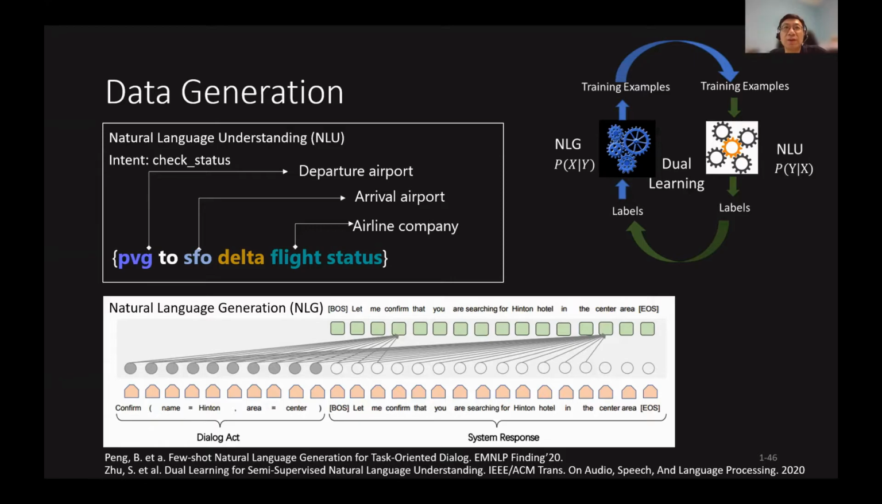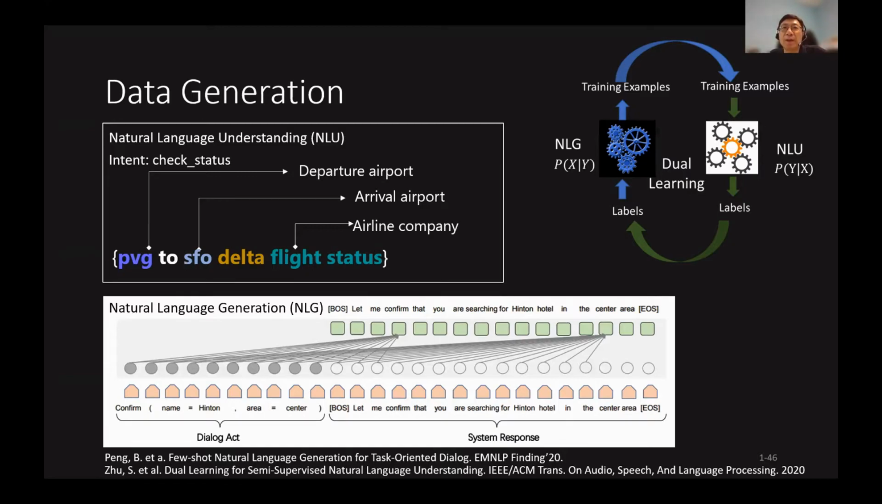So in the NLG task, the input is a dialogue act, and the output is a synthesized user input. So once we have an NLG model, we can apply it to generate many pairs of user input and dialogue act. And these pairs are exactly the training instances for the NLU task. Okay, I hope the relation between NLU and NLG is clear now.